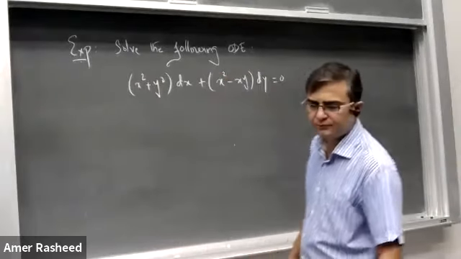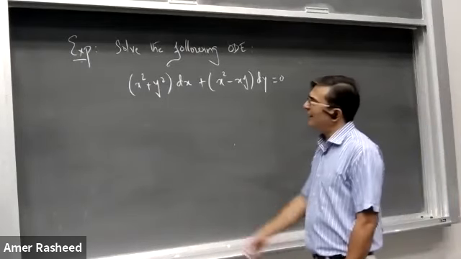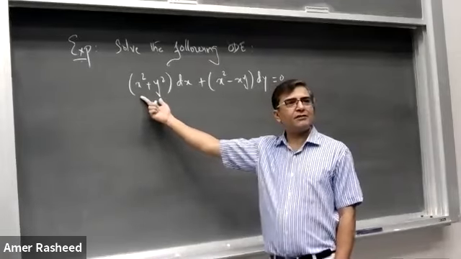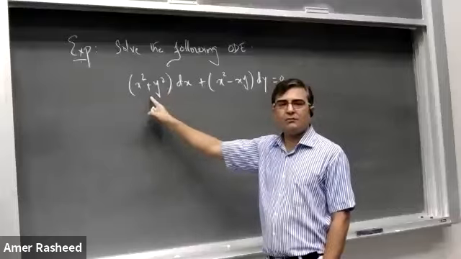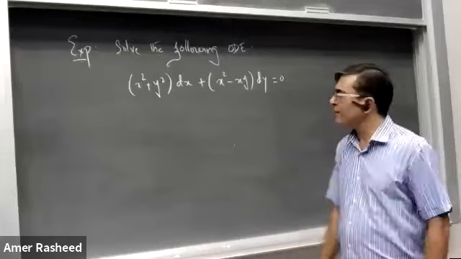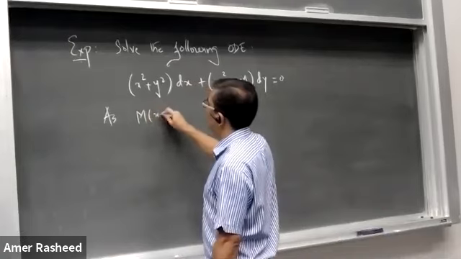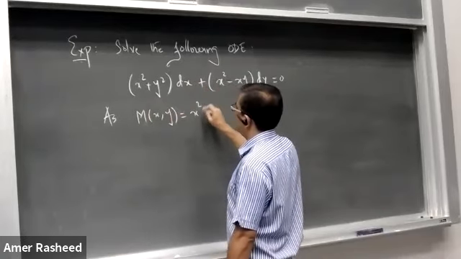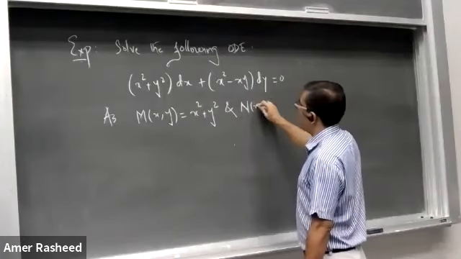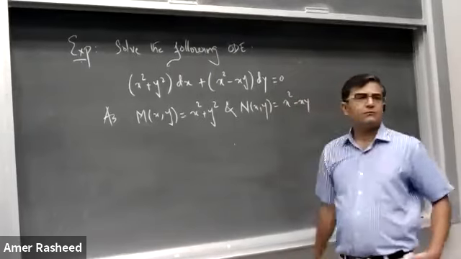Now, by looking at the coefficients of dx and dy, I can judge these are homogeneous functions because the degree in each term is the same. So these two are homogeneous. As you just write it over here, M of x,y is x squared plus y squared, and N of x,y is x squared minus xy.